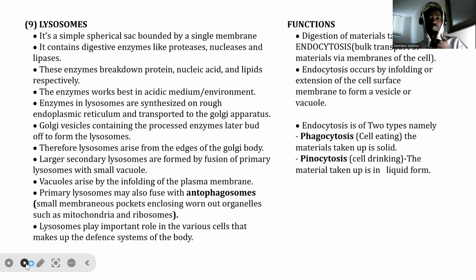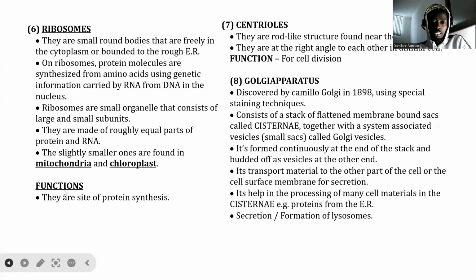The enzymes work best in an acidic medium. Enzymes in lysosomes are synthesized on rough ER and transported to the Golgi apparatus. Remember, lysosomes are secreted from the Golgi apparatus, secretion of lysosomes.